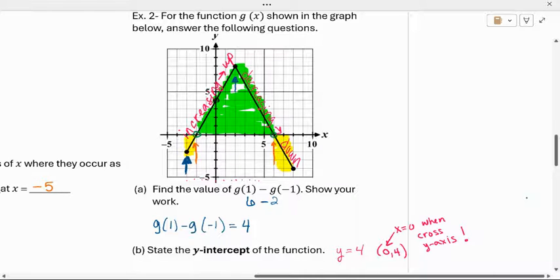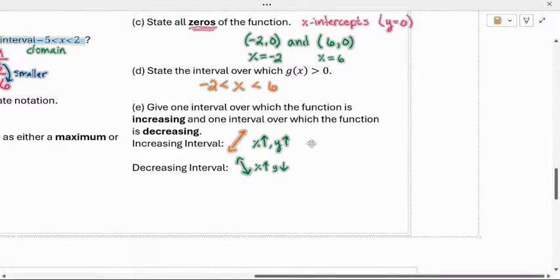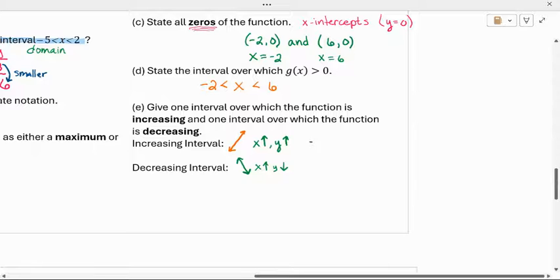Well, it starts to increase when x is -3, and it turns when x is +2. So increasing is from the interval -3 is less than x is less than 2. When x equals 2, that's a turning point.